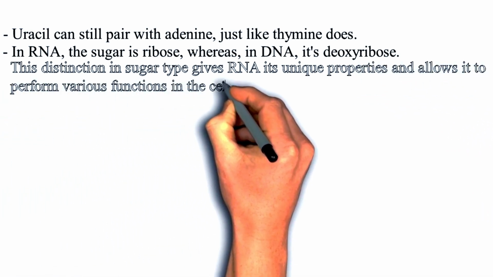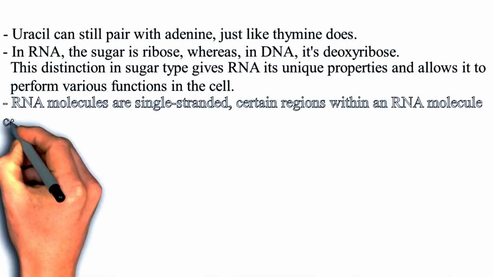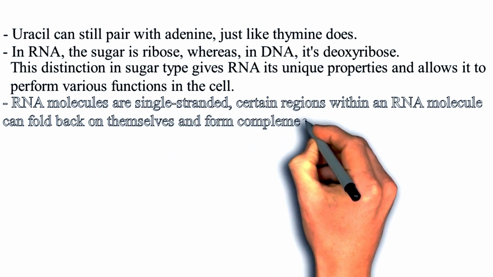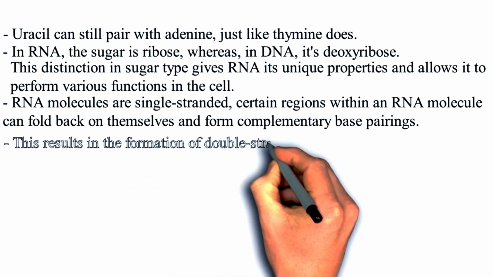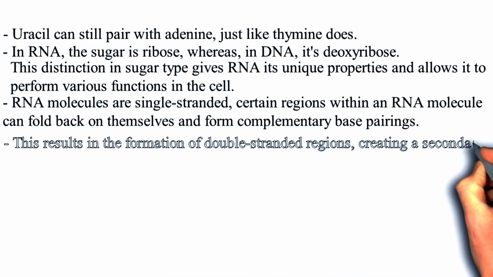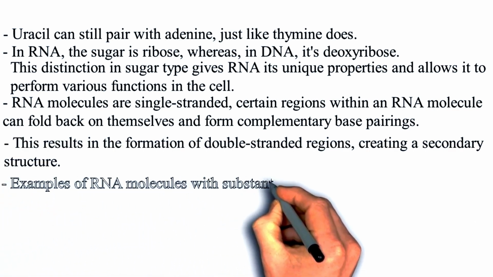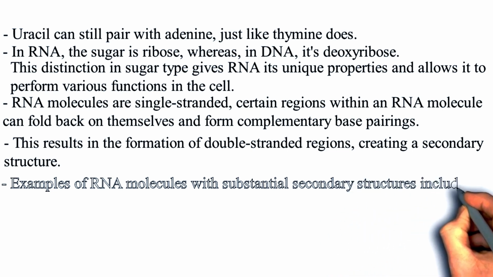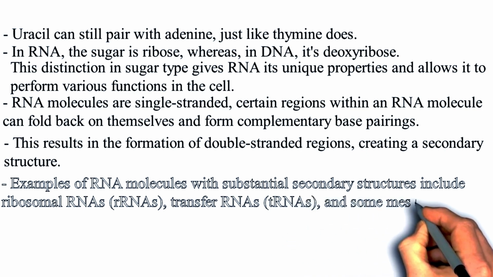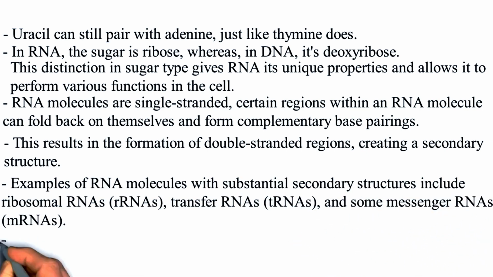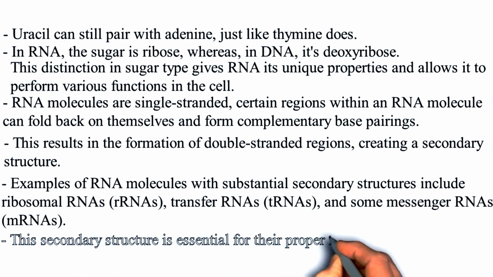While most RNA molecules are single-stranded, certain regions within an RNA molecule can fold back on themselves and form complementary base pairings. This results in the formation of double-stranded regions, creating what we call a secondary structure. Examples of RNA molecules with substantial secondary structures include ribosomal RNAs, or rRNAs, transfer RNAs, or tRNAs, and even some messenger RNAs, or mRNAs. This secondary structure is essential for their proper functioning within the cell.